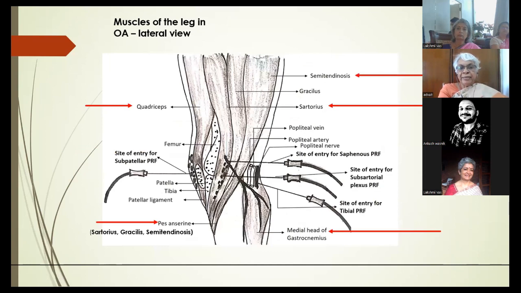In the lateral view, you can again see the quadriceps muscle, and here is the insertion of the quadriceps. And then you have the pes anserine, which is inserted onto the medial aspect of the tibia. From anteriorly, it is the sartorius, the gracilis, and the semitendinosus. Then we have the semitendinosus muscle and also the sartorius muscle. And here we have the medial head of the gastrocnemius. Sorry, this is a medial view.